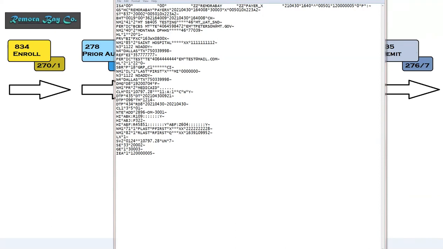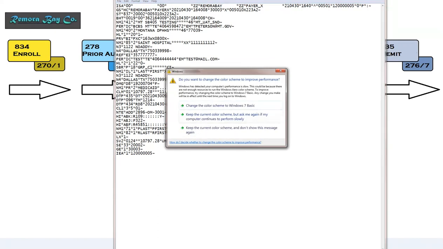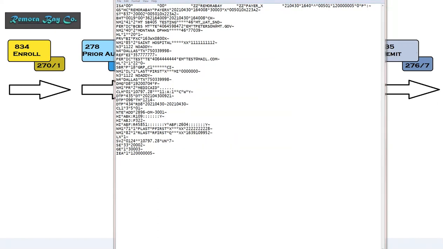So let's go over what makes an encounter. This is an example of a claim as it comes in. This is an example of a standard 837 claim. You've got one payer. He's listed right here in the 2010BB loop.